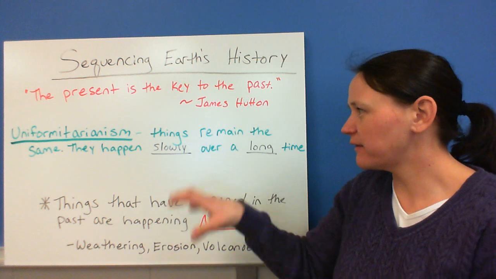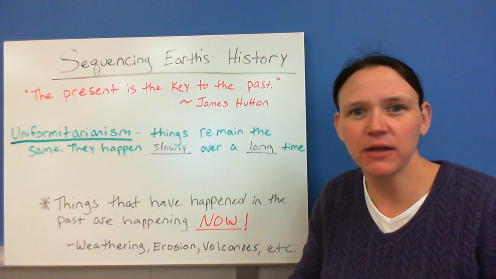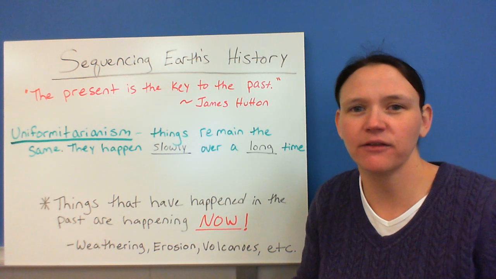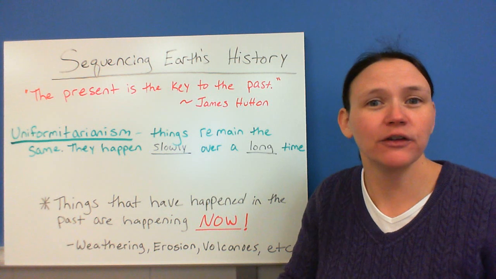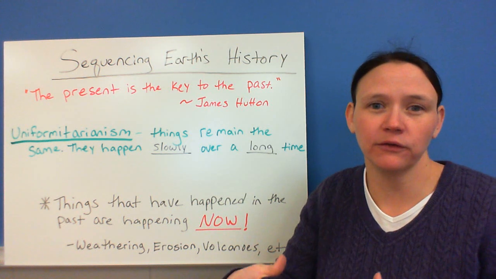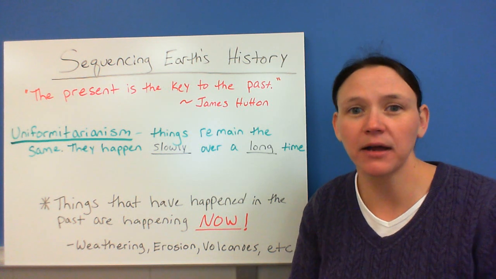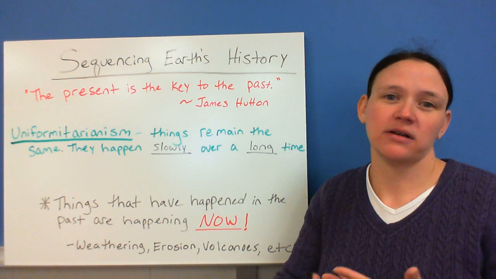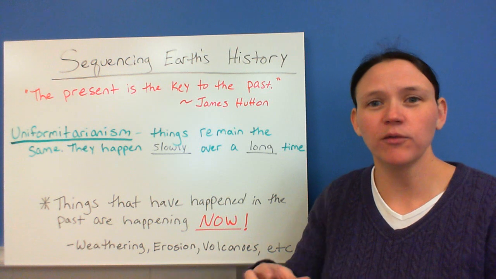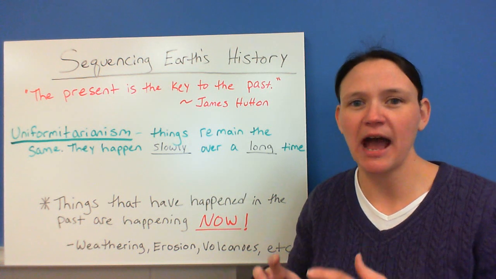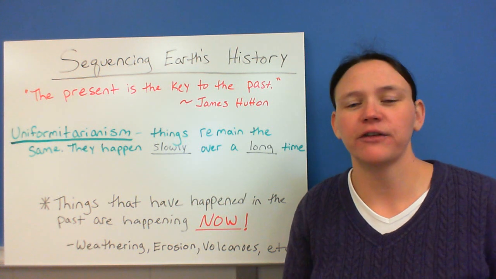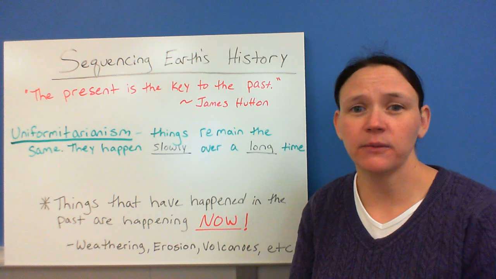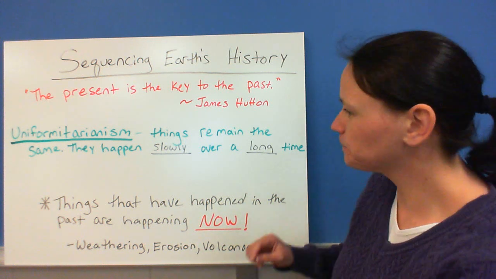Okay, so this is that same kind of idea. Things that we can see, weathering and erosion that are happening on the surface, volcanoes that are erupting as that lava cools and solidifies and becomes a rock. Those processes have always occurred, and they occurred the same way. So if we understand how those things work now, it helps us to understand how the rocks that we see were formed.